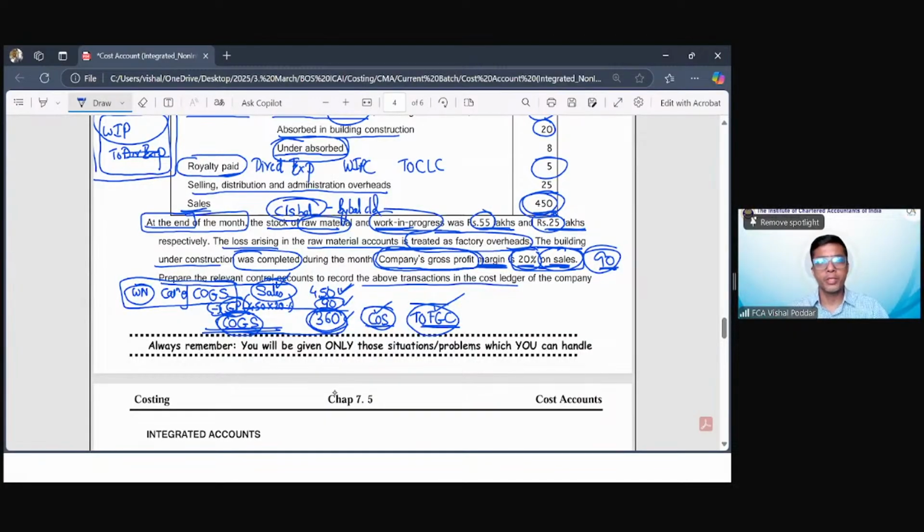Is this clear to all students? The entire sum? Great. No doubts?